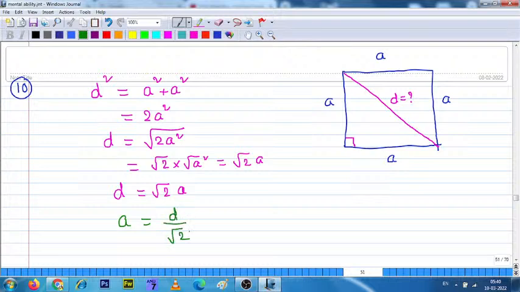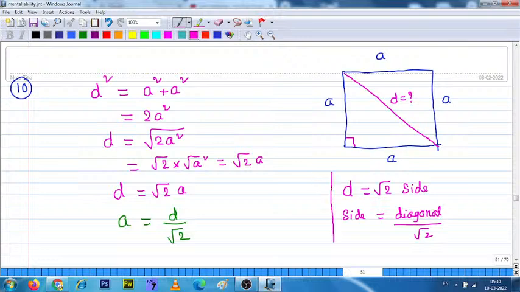So these are very, very important. You remember, diagonal is equal to root 2 times side, whereas side is equal to diagonal by root 2. Diagonal by root 2. So this concept is very, very useful.